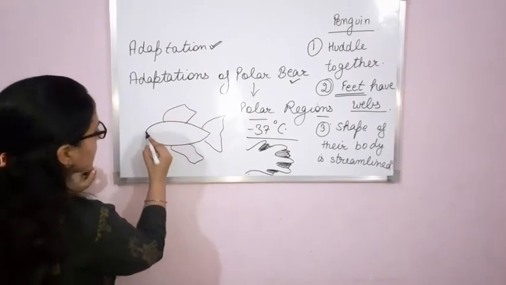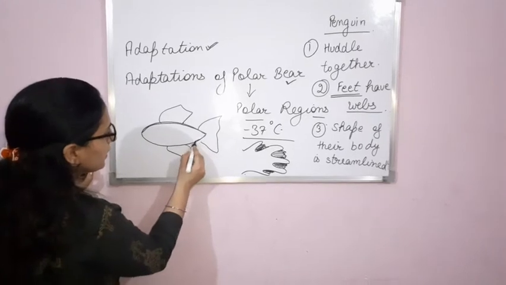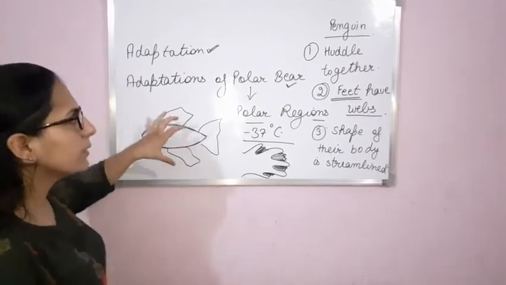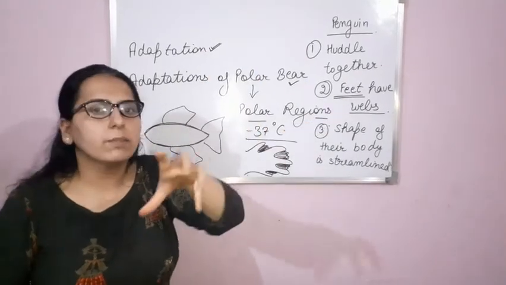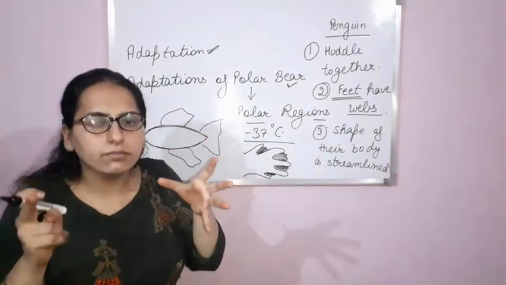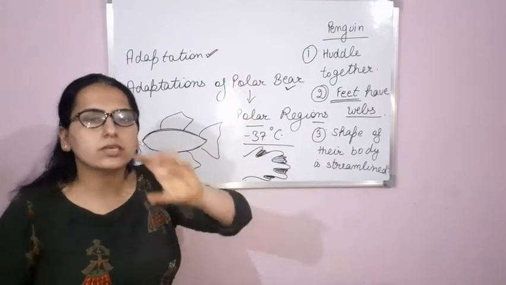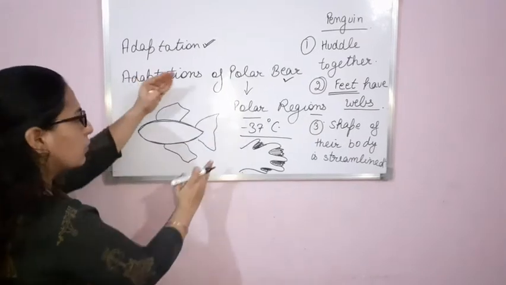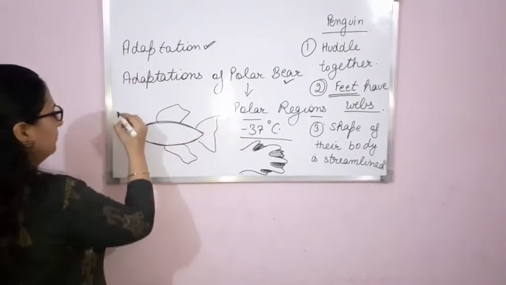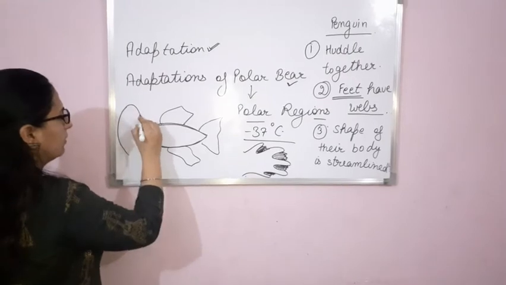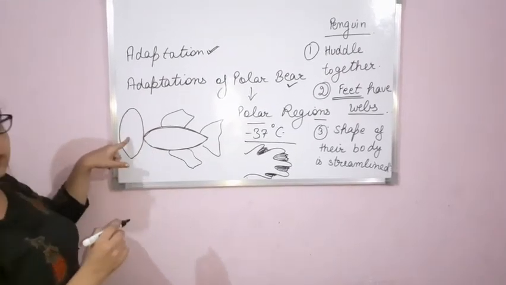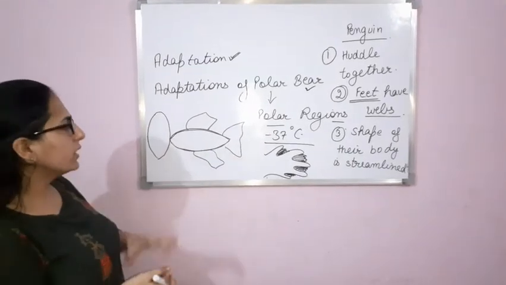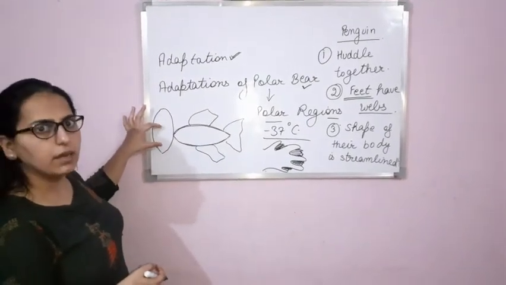This shape is a streamlined shape. Now if you compare it with the body of a penguin, you'll observe that the body of a penguin is also streamlined. This is horizontally. Now suppose it vertically, like this. Penguins are like this only in their body shape, right? So, their body shape is streamlined.